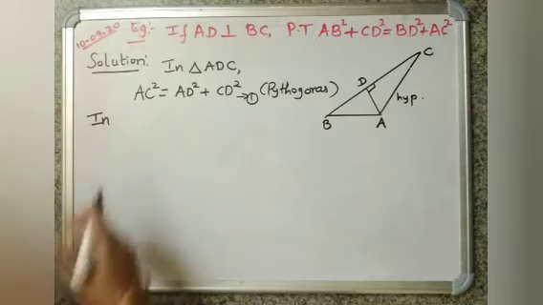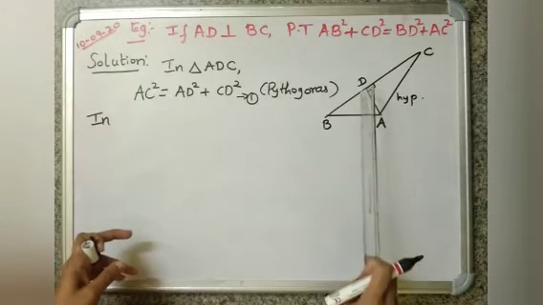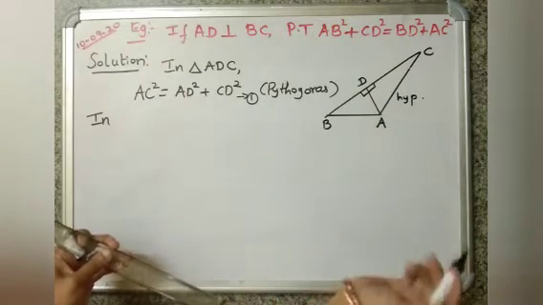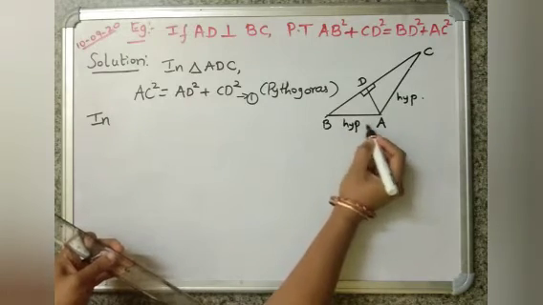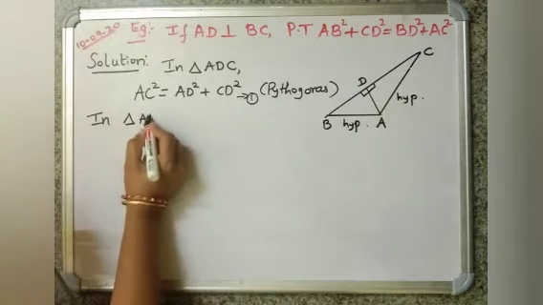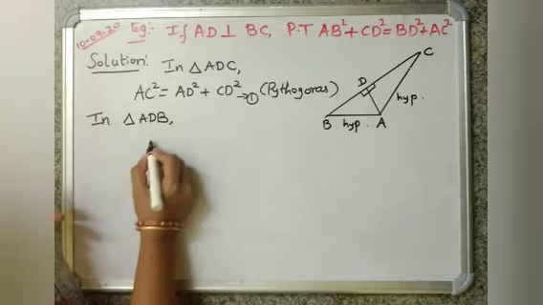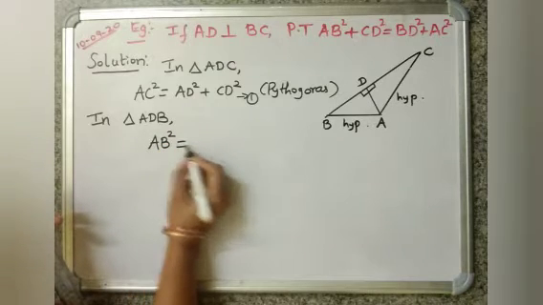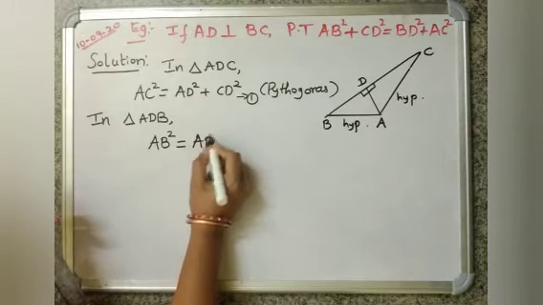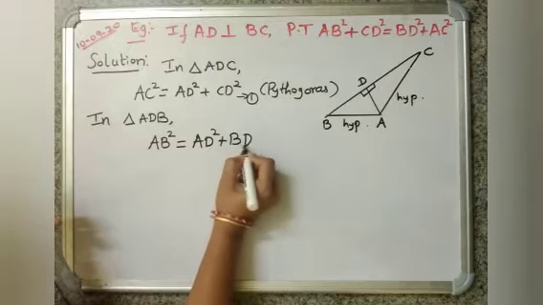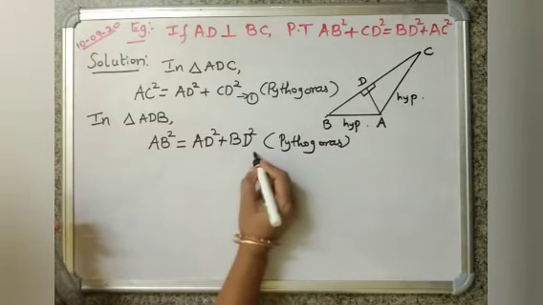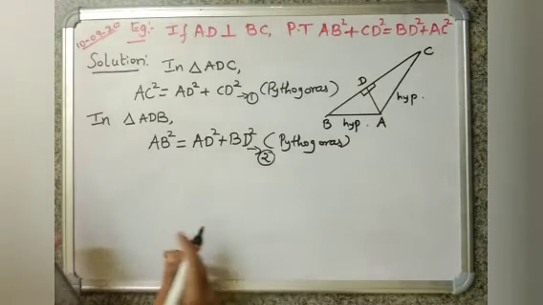Similarly, the other triangle, that is ADB. Now here it is also a right angle, right? So which is the hypotenuse over here? AB is the hypotenuse, opposite to D. So in triangle ADB, using Pythagoras once again, I am writing here AB square is equal to AD square plus BD square. Again the reason is Pythagoras theorem. This I am taking as equation 2.